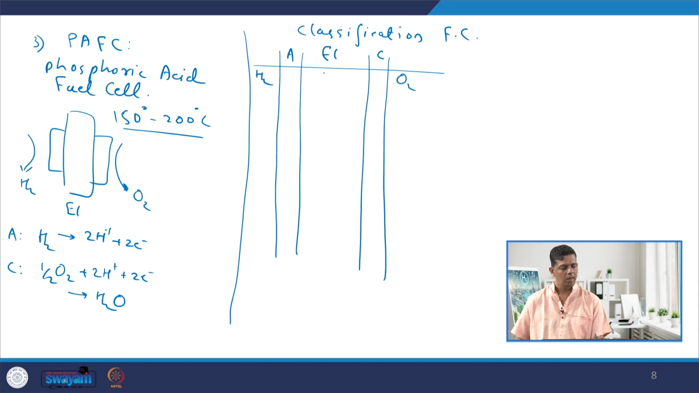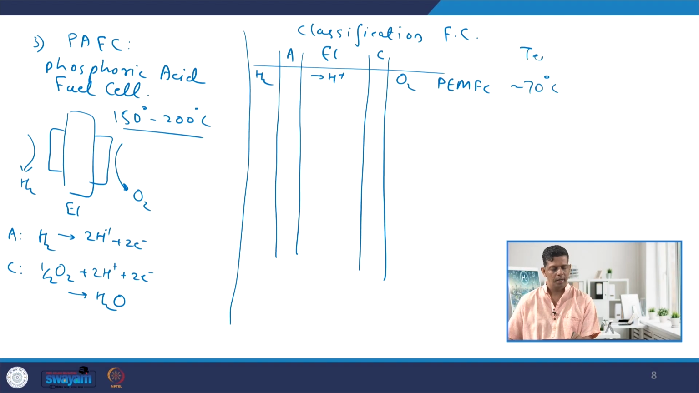So, what is the mobile ion here? It is H plus, that is the proton, which moves from anode to cathode in the case of PEMFC, which typically operates around 70 degrees Celsius. This is your temperature, this is your type. So, why is this called a PEM fuel cell? As we have mentioned earlier, the electrolyte is a proton exchange membrane. It is a solid polymer that we have used.